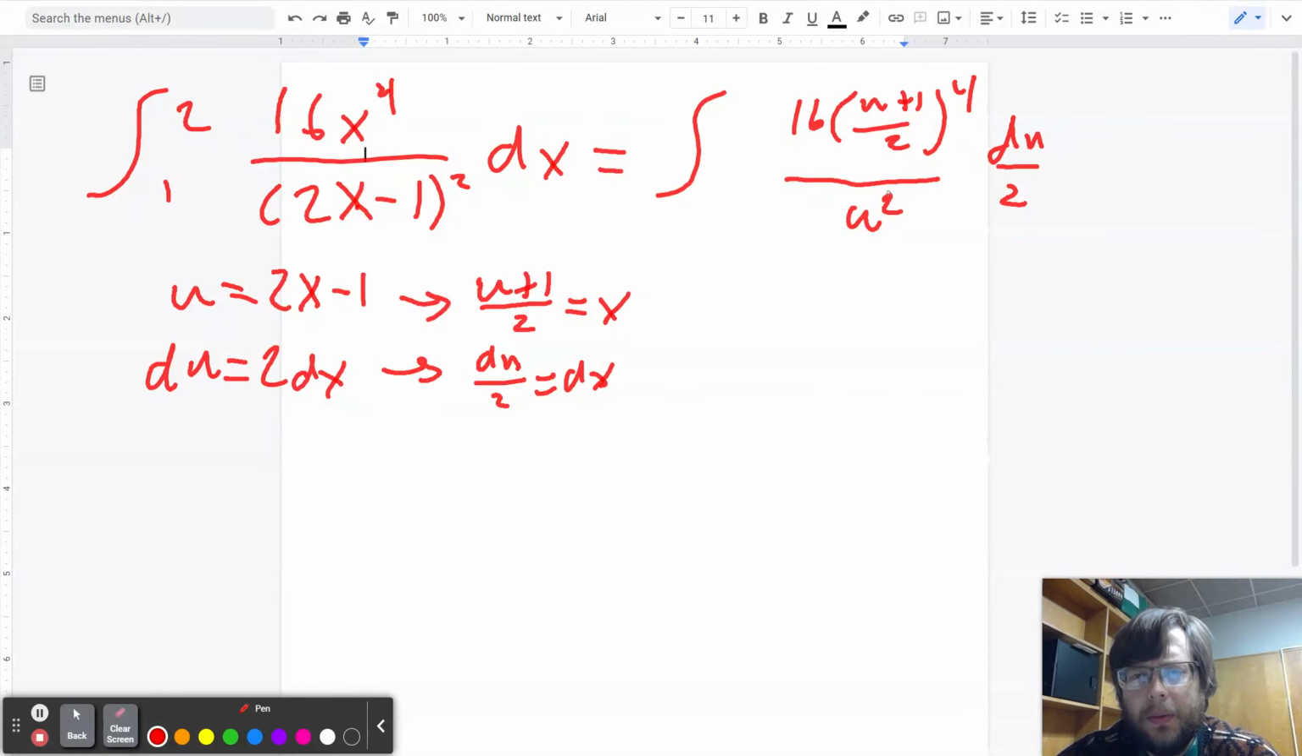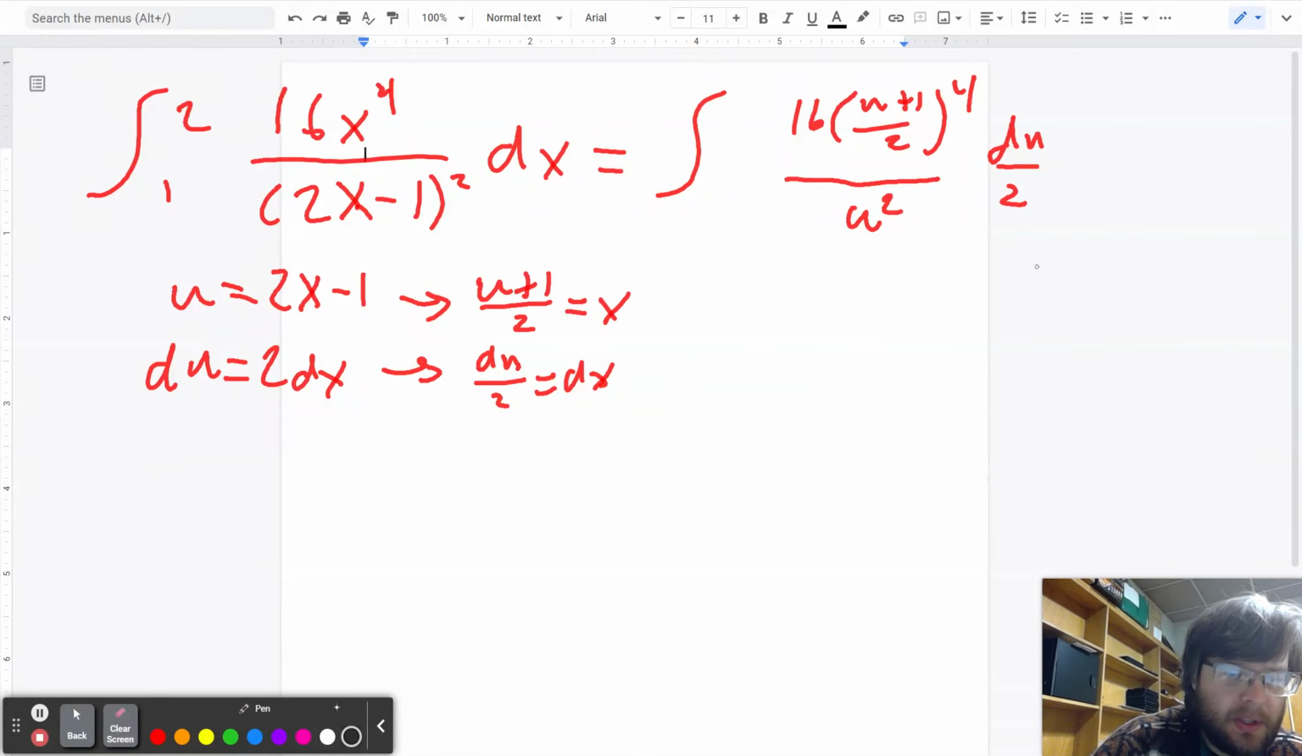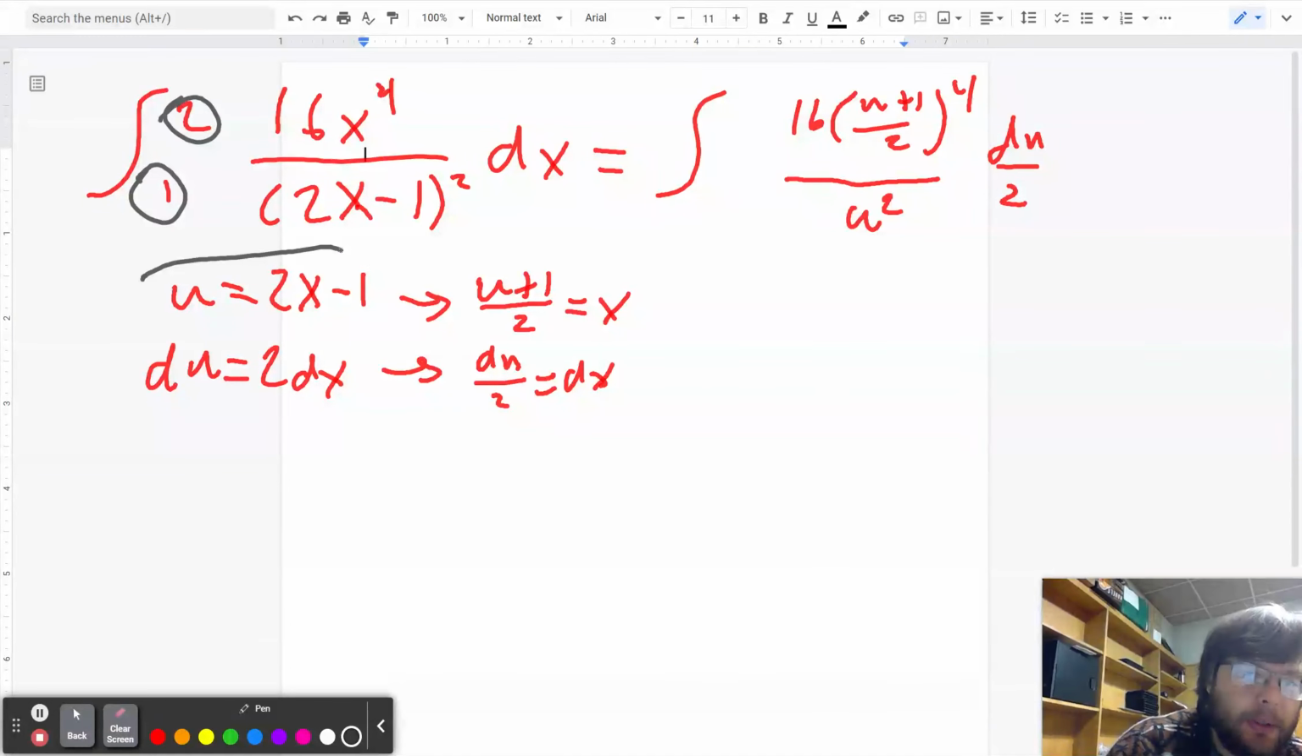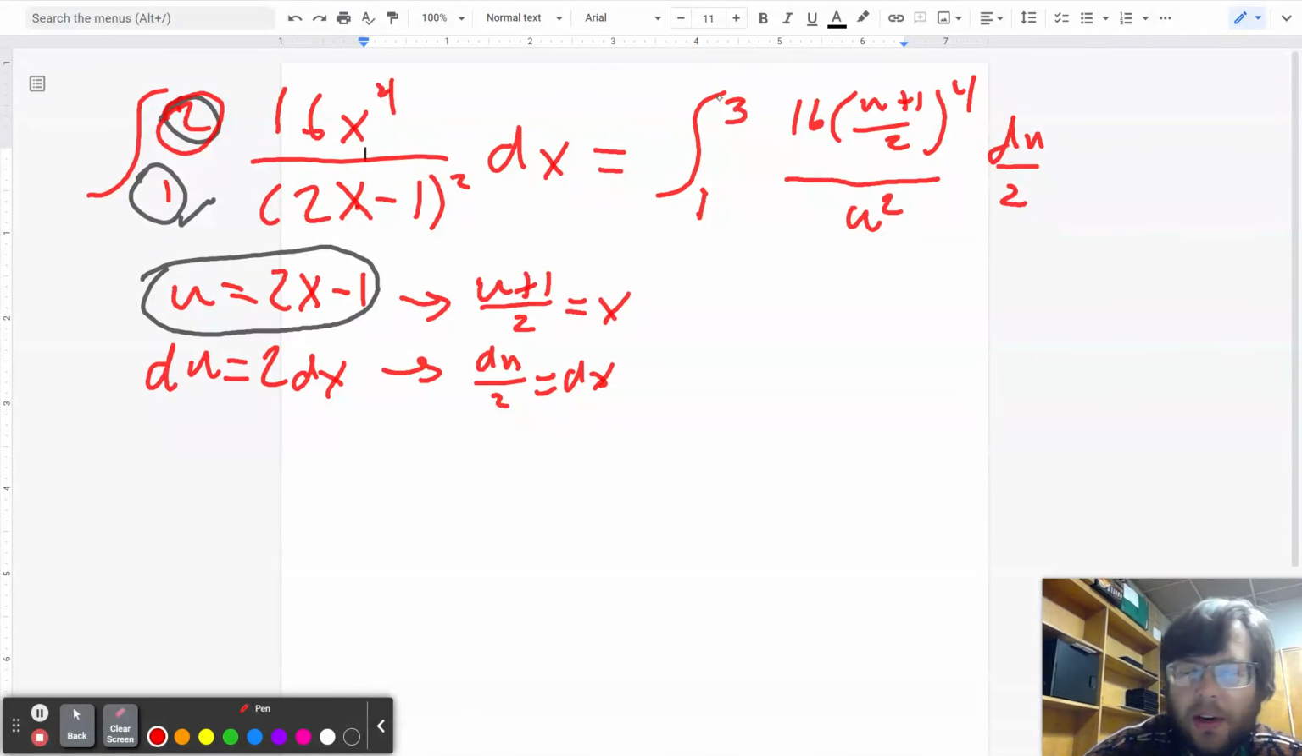So that's great. And then the idea I have here is that I haven't talked about this much in class, but you can take your bounds of integration from 1 to 2 and express those in terms of u. So u is 2 times x minus 1, so I go 2 times 1 minus 1. That gives me a bound of 1. And then I go 2 times 2 minus 1. That gives me a bound of 3. So now everything's in terms of u. You could also just back substitute to x and use the original bounds if you want to do it that way.